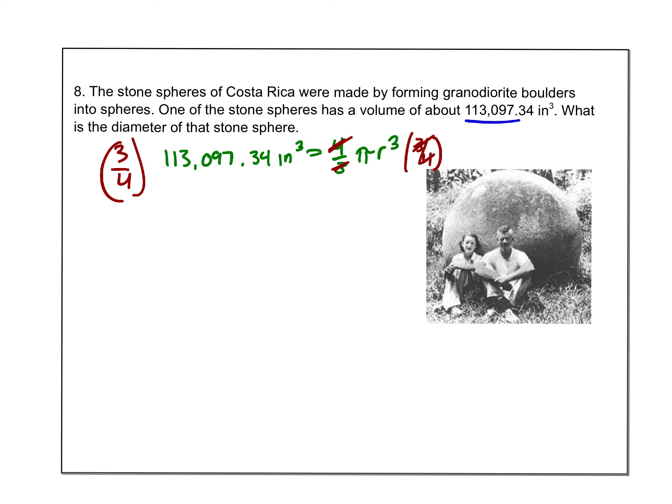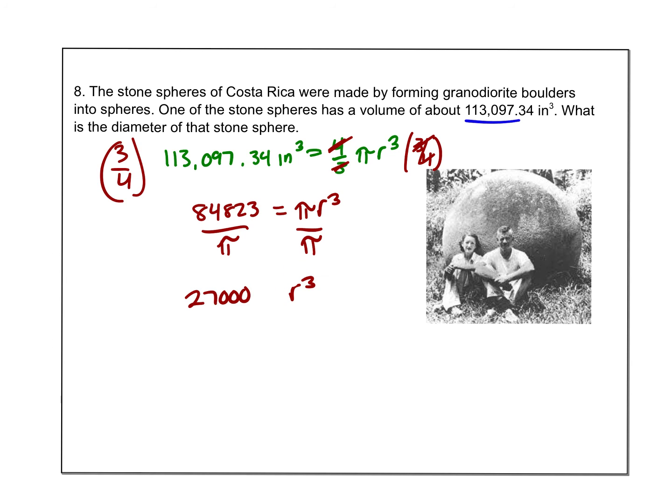113,097.34 times 3/4 ends up being 848.23. It actually works out pretty close to that. Then I'm going to take my answer and divide it by pi. So then I get 27,000 equals r cubed. Now how do I solve for this? I can't take a square root. That doesn't work.